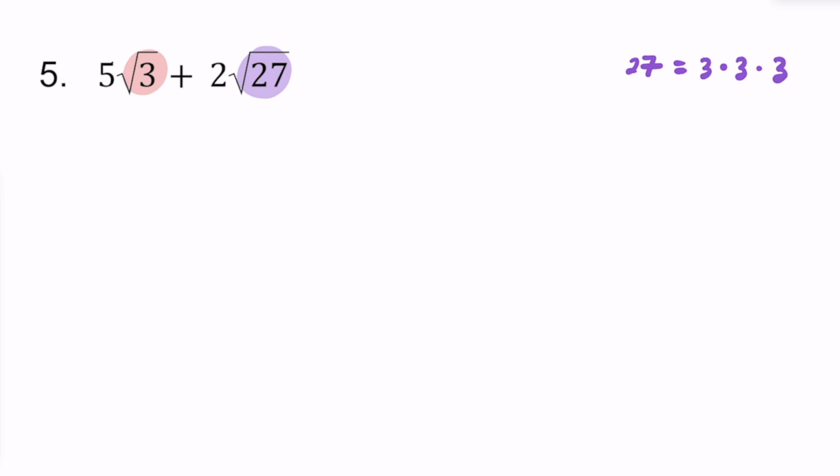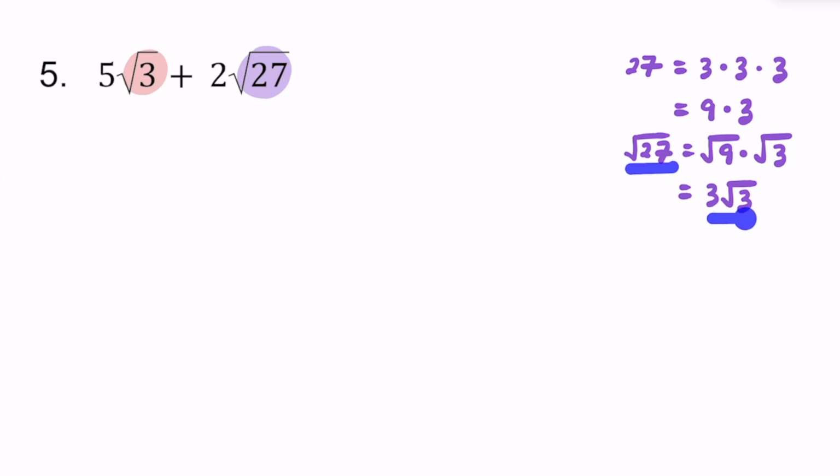Again, if you have 2 matching prime factors, that's going to make a perfect square. So 3 times 3 is going to be 9. So 27 is the same thing as 9 times 3. That means that the square root of 27 is just going to be equal to the square root of 9 multiplied by the square root of 3. Now the square root of 9 is going to be 3. So the square root of 27 simplified is going to be 3 root 3. So these two expressions are equivalent to each other.